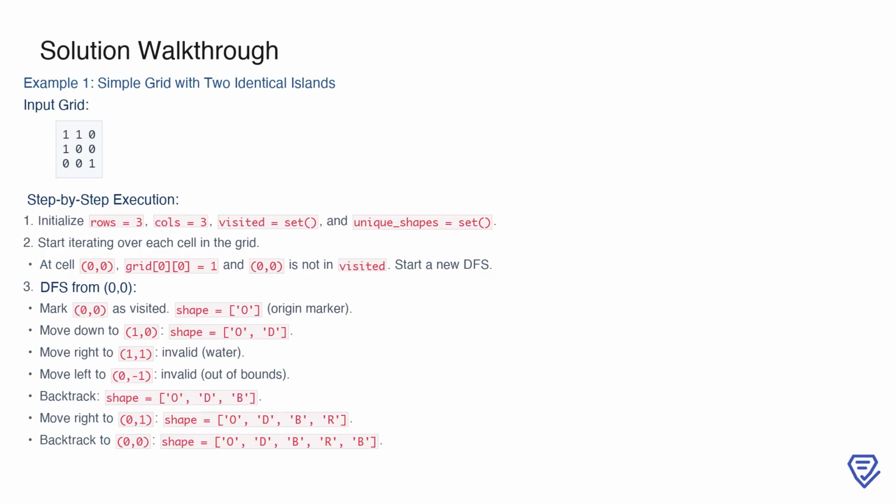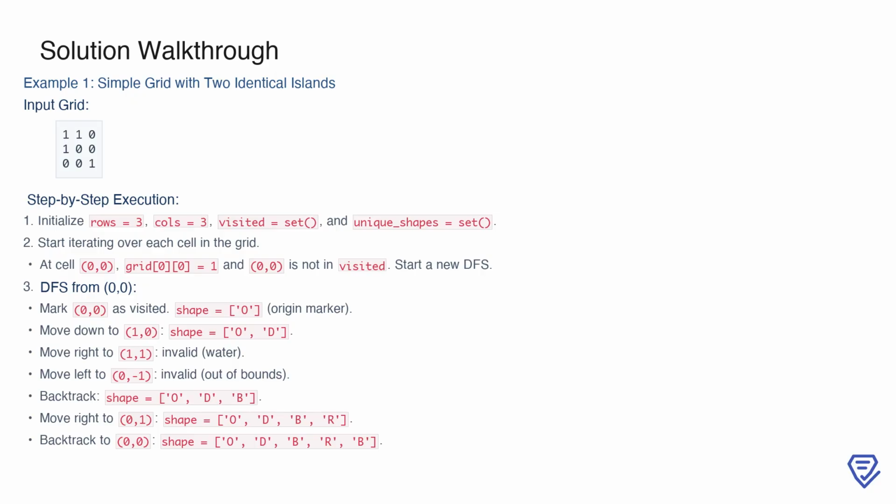The algorithm starts by initializing the number of rows and columns, a set to track visited cells, and another set to store unique island shapes. As we iterate through the grid, we encounter the first unvisited land cell at 0, 0. This triggers a depth-first search, or DFS, where we explore all connected land cells and record the relative shape of the island. Starting at 0, 0, we mark it as visited and begin constructing the shape with the origin marker O. From there, we move downward to 1, 0, adding D to the shape.